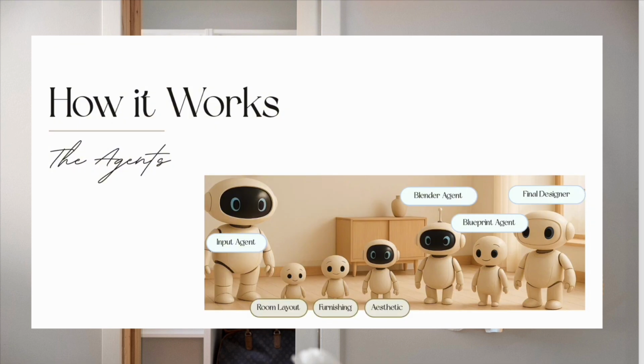And just a really quick recap before we show you the coding details. In the backend, essentially what we have is an input agent, some internal agents on the room layout, furnishing, aesthetic, the blueprint agent, the Blender agent, and then the final designer agent.